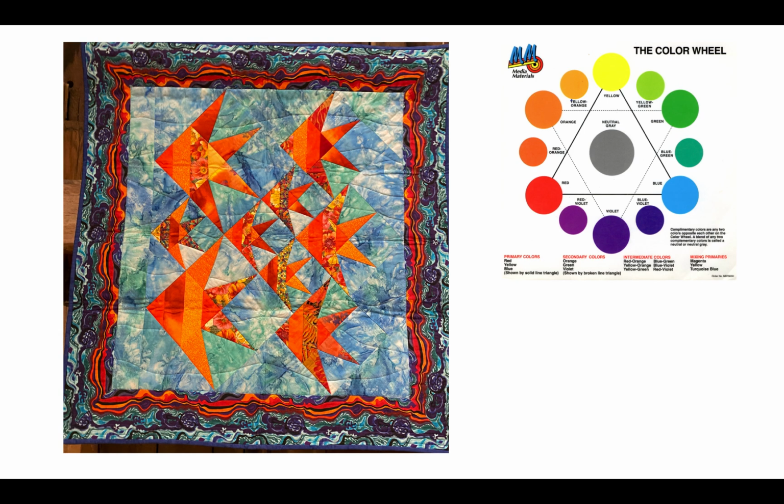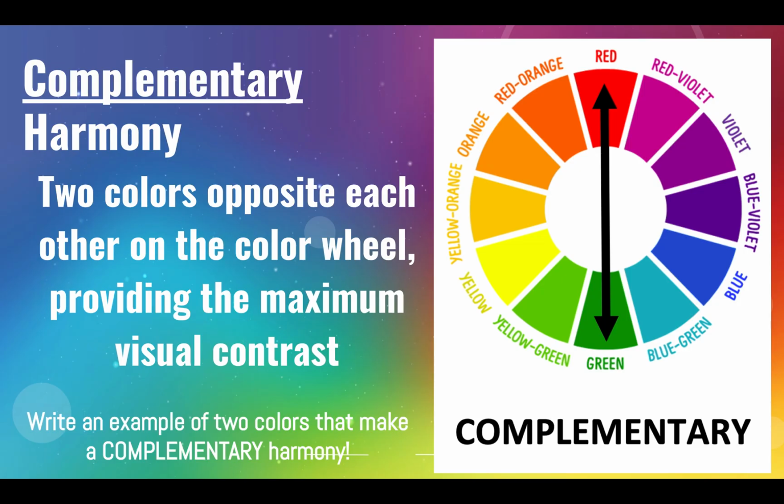All right, so here we have a quilt. I'm seeing orange and blue. So what color harmony best describes using orange and blue? Good job. Complementary harmony. So not the red and green, but the orange and blue, two colors directly across from each other.